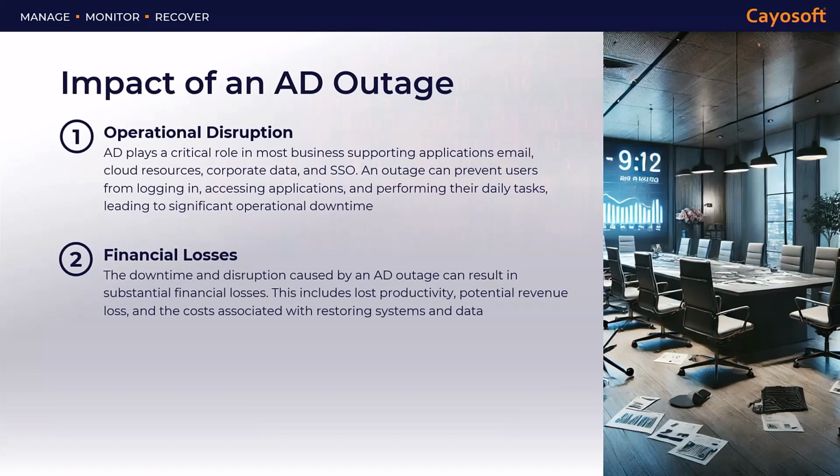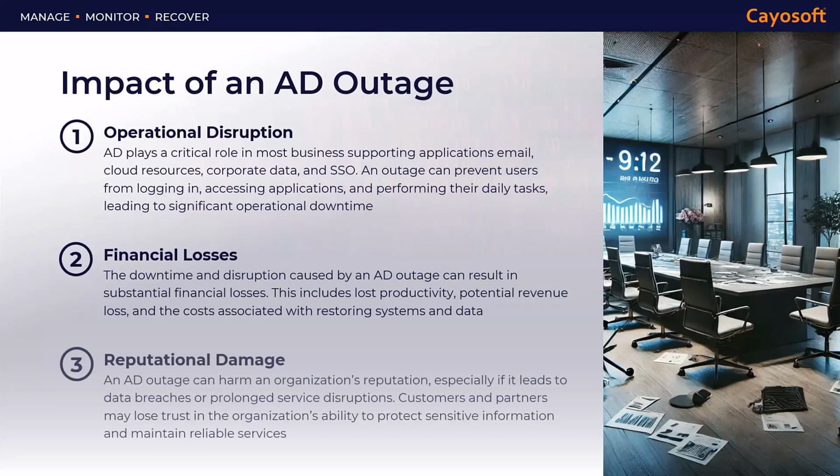The downtime and disruption caused by an AD outage can result in substantial financial losses. Then there's reputational damage, or collateral damage, I'll call it. An Active Directory outage can harm an organization's reputation, especially if it leads to data breaches or prolonged service disruptions. But it's not just reputational damage. If you're a healthcare organization, these outages can actually lead to patient healthcare issues. So again, these are far beyond what traditional outages would cause. Active Directory is integrated within your business fabric.